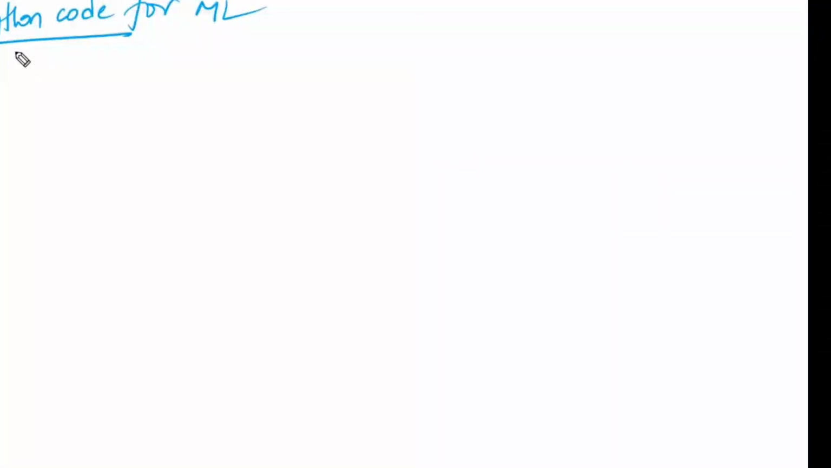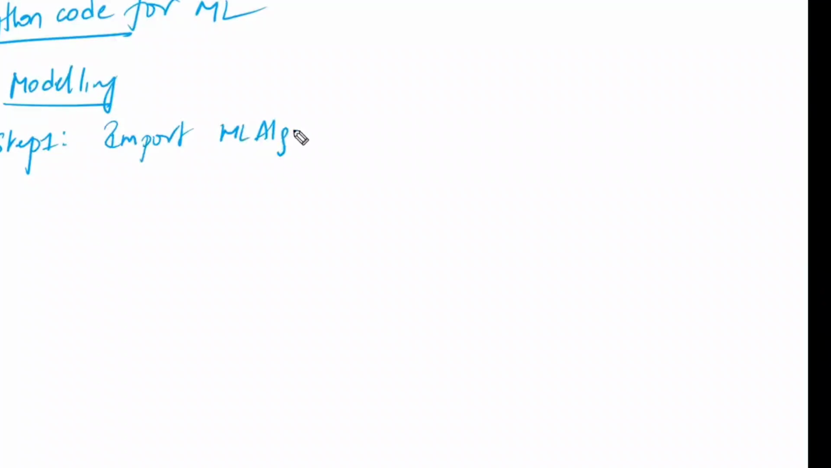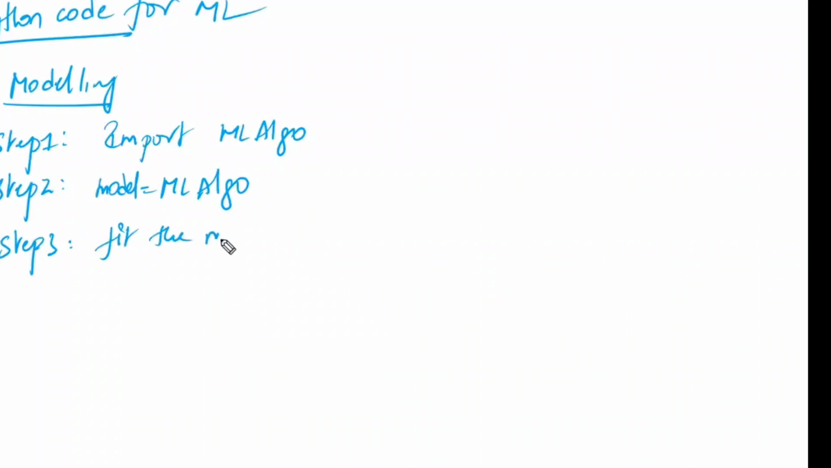Common code means not every time linear regression; we have to change the algorithm. First one is modeling. Within the modeling, step 1 is import the ML algorithm. Whichever algorithm you are working with, import that one. Step 2 is save that ML algorithm inside a model. Step 3 is fit the model with X train and Y train.